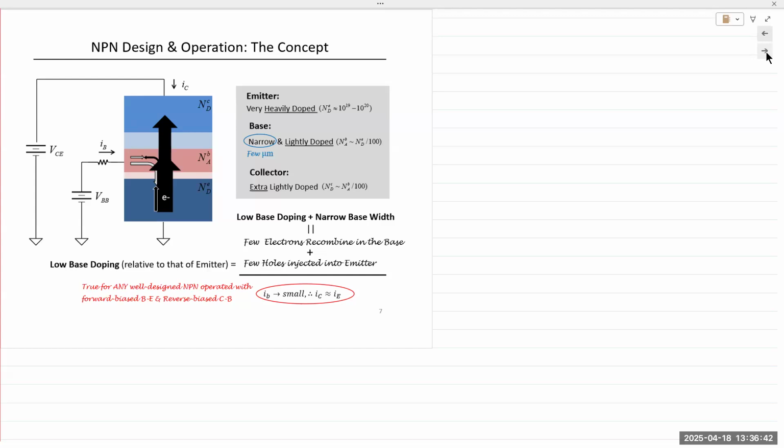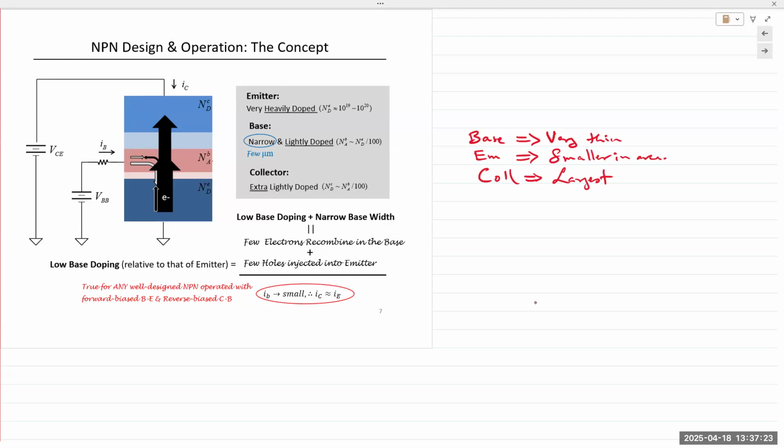Okay. So the base is very, very thin. The emitter is smaller in surface area, but not as thin as the base. And the collector is the largest. Okay, it is the largest. Now, the doping profile.